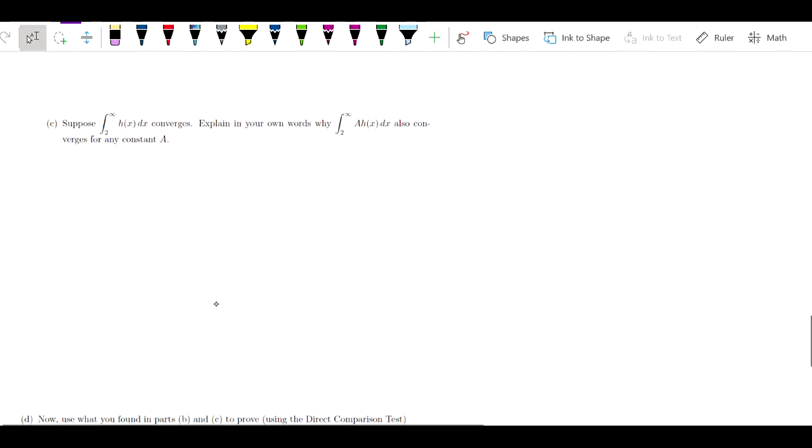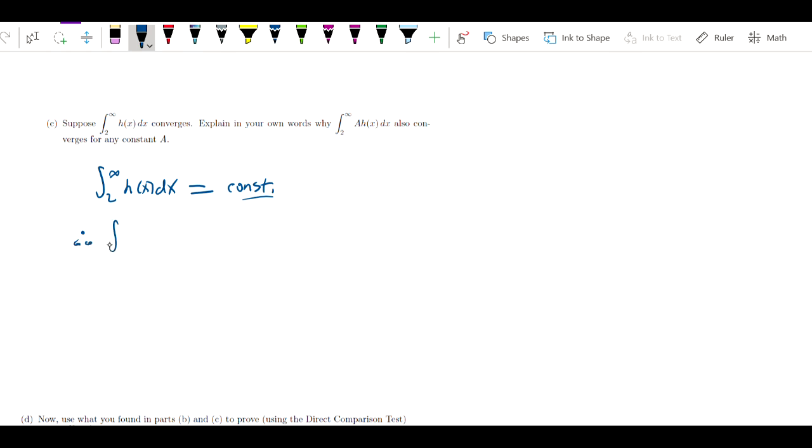Now, suppose the integral from 2 to infinity of h of x converges. Explain in your own words why the integral from 2 to infinity of a times h of x also converges. Well, here's the thing. Suppose that the integral from 2 to infinity of h of x converges. What that means is that it equals a constant. In other words, it equals some finite number.